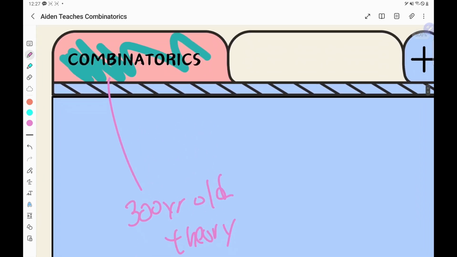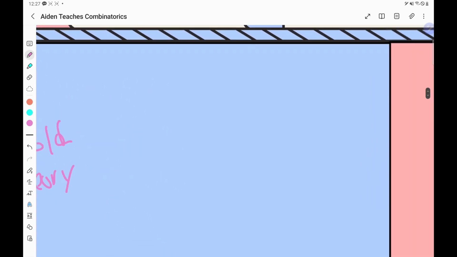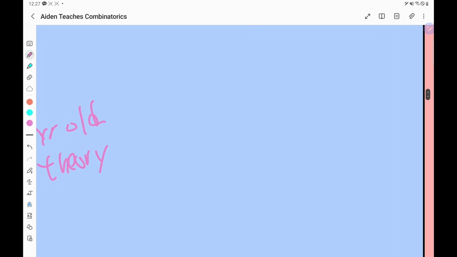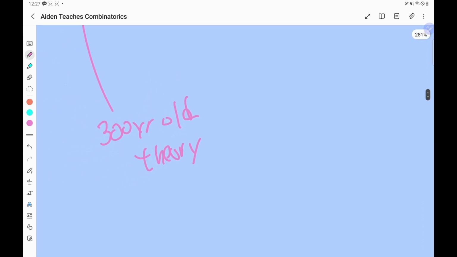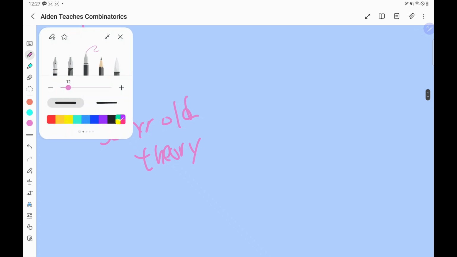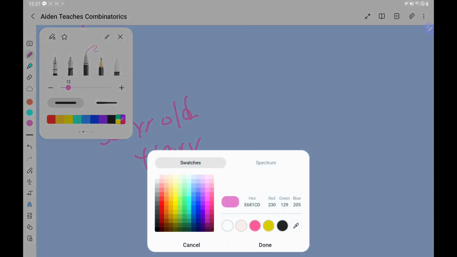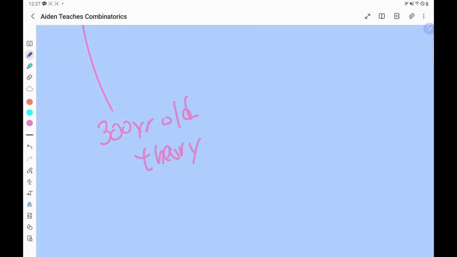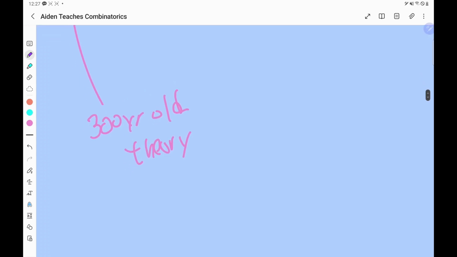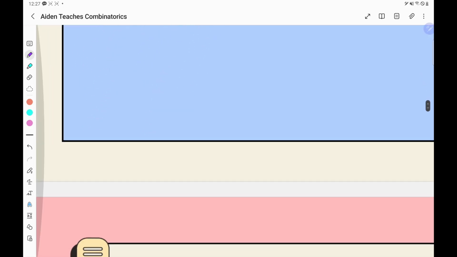But this 300-year-old theory of combinatorics is abnormal. We're talking about just proving things in mathematical ways. So let's get started by proving one simple lemma. By lemma, I mean a little theorem in United States English. So let's start with some simple combinatorics question, for example.